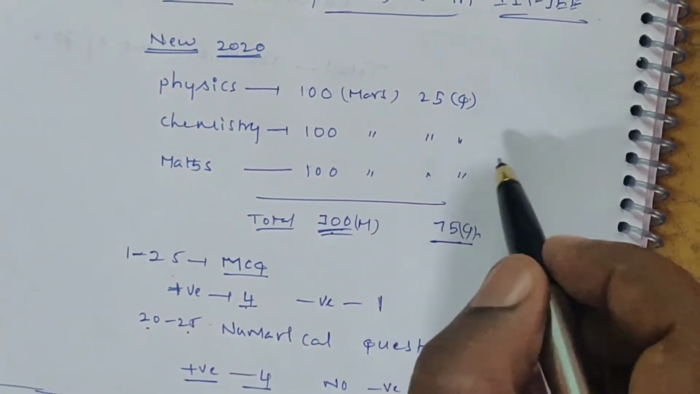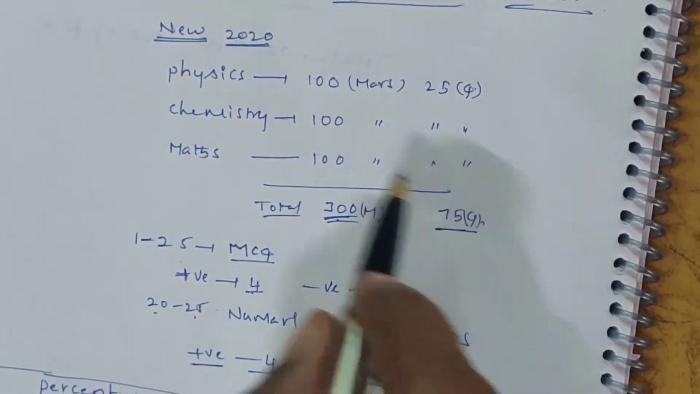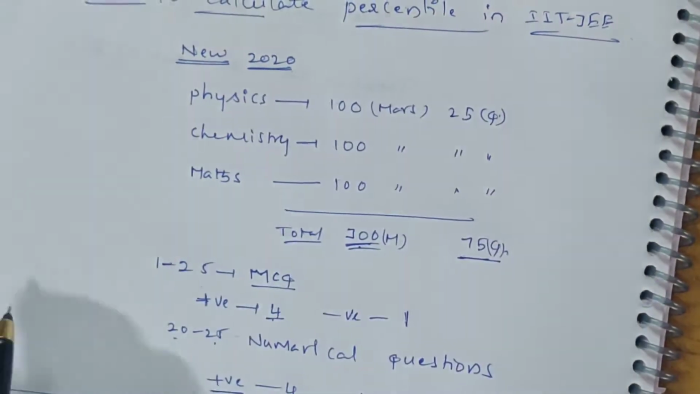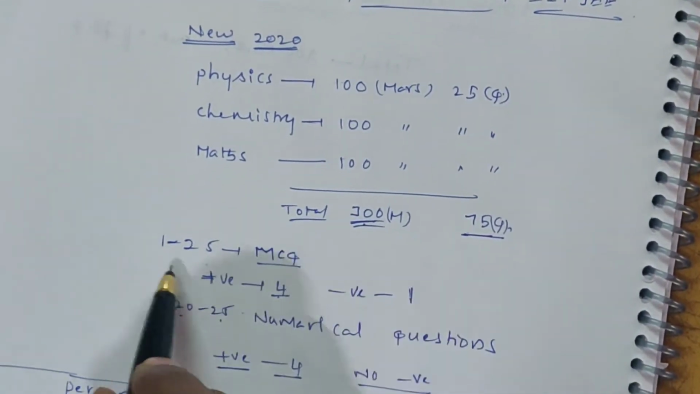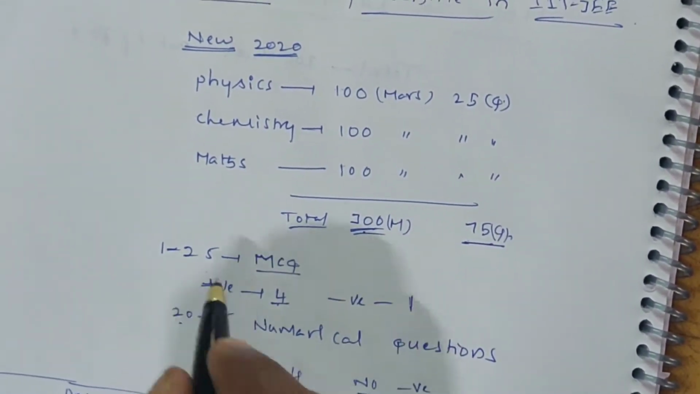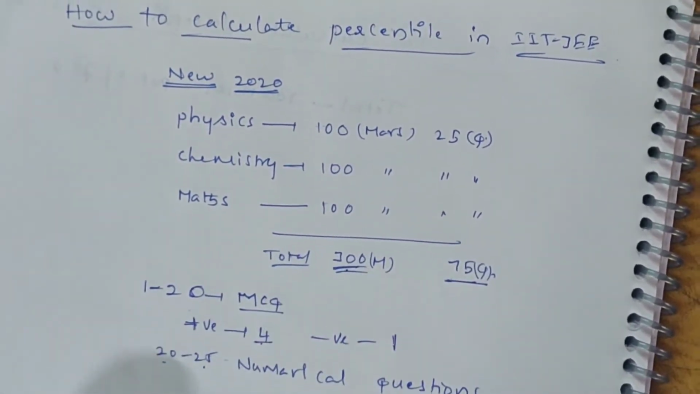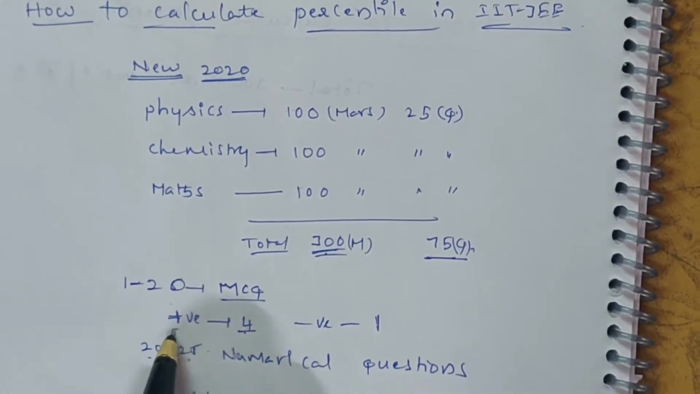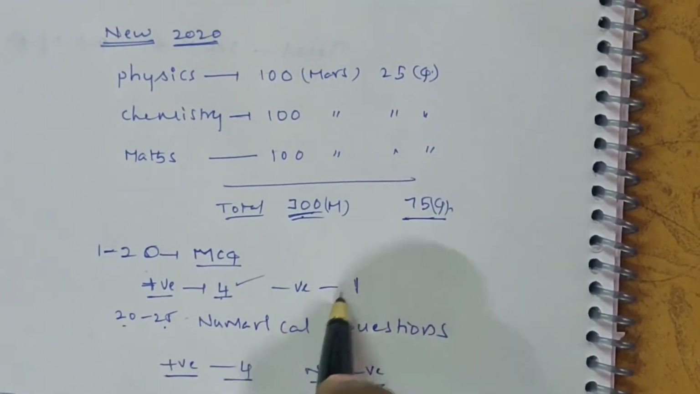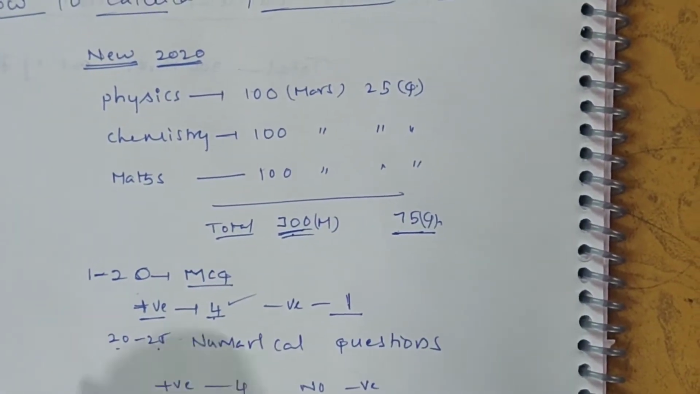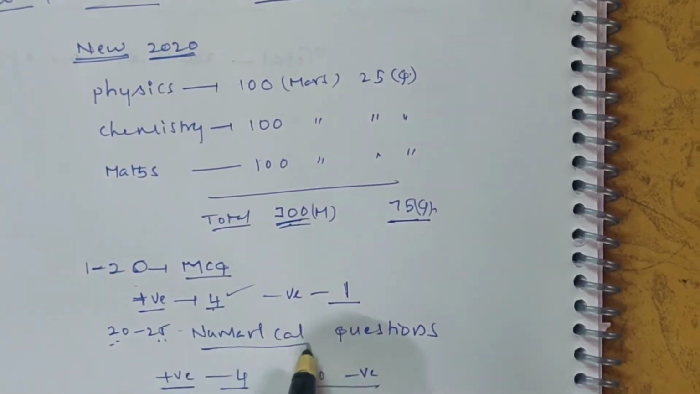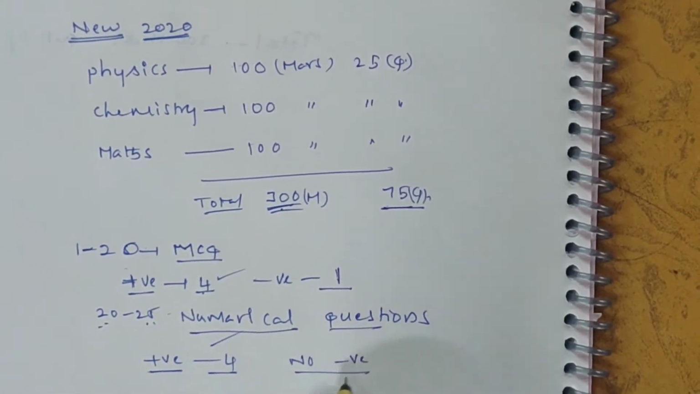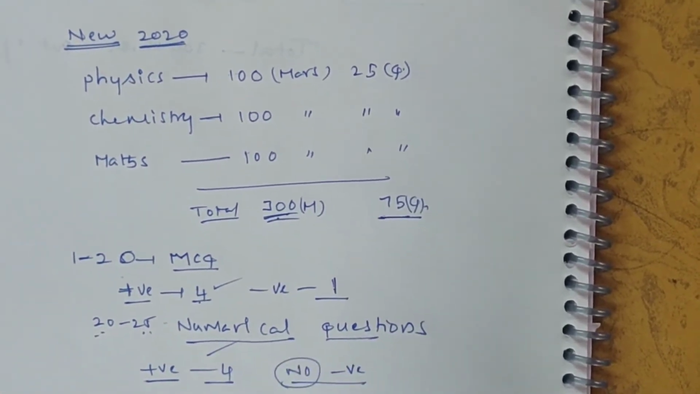Last year there were 35 questions, with marks of 120, 120, 120, total 360. This year it is 300, so this is the new pattern. In each subject, from 1 to 20 are multiple objective questions, where correct marks are 4 and negative marks is -1. Questions 21 to 25 are numerical questions, where correct is 4 and there are no negative marks.